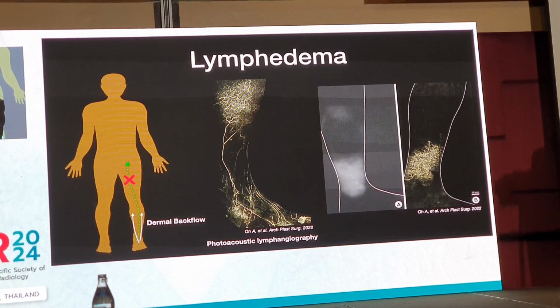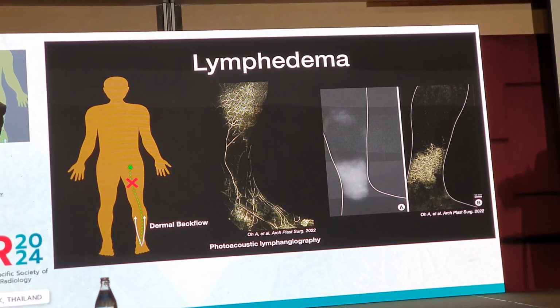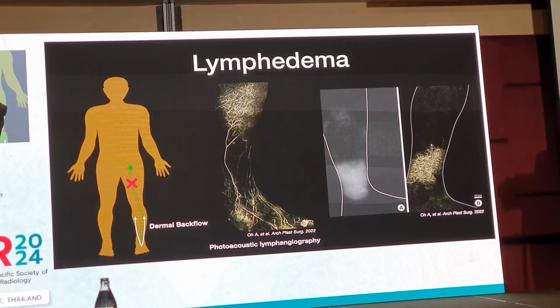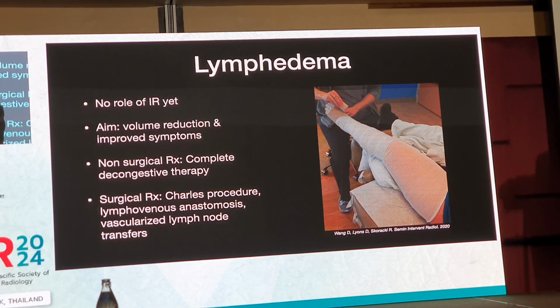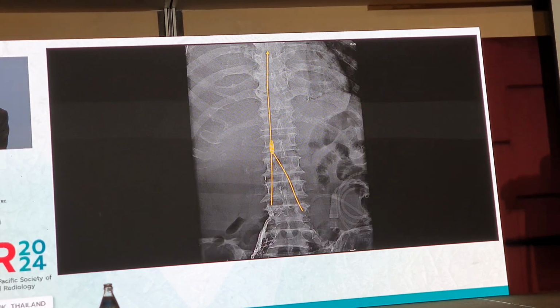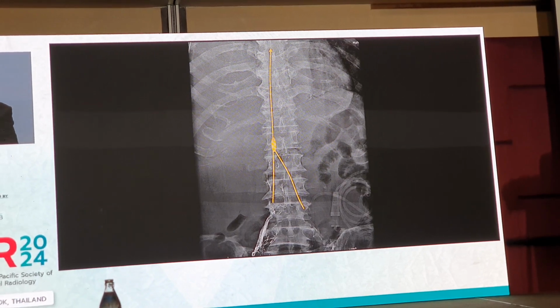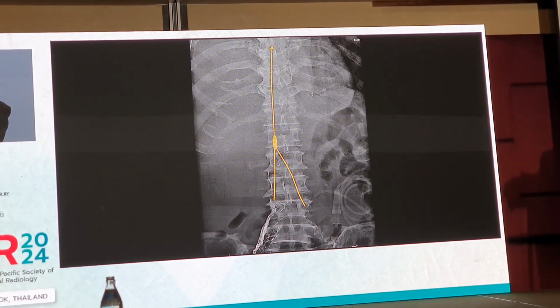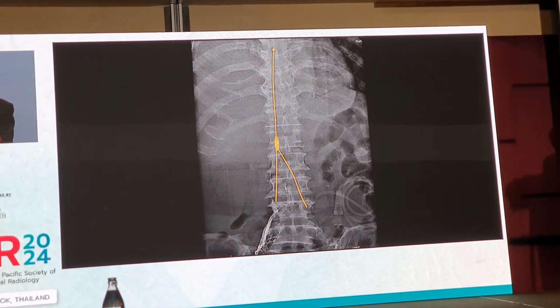The dermal backflow is the collaterals of the lymphatic system in the subcutaneous tissue or dermis at the upstream of the obstruction. And the treatment of the lymphedema is not the role of the IR yet, usually it is from the compressive therapy like this or some kind of complex operation. And when the lymphatic flows from the limbs into the pericavity, it will go from the right and left lumbar trunk and join into the systemic line and up to the thoracic duct.